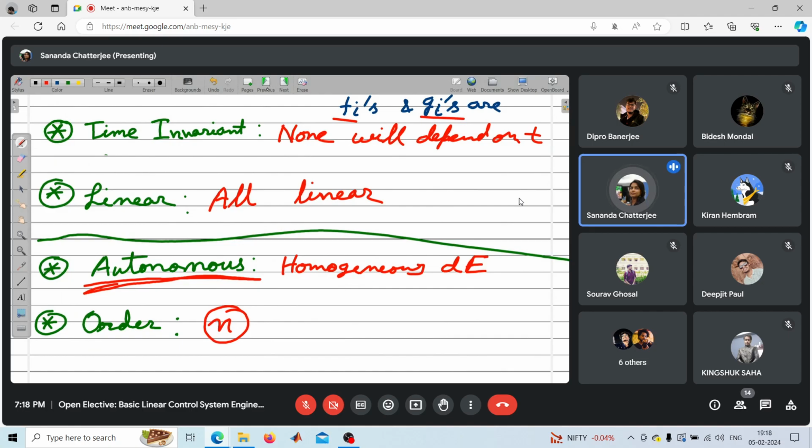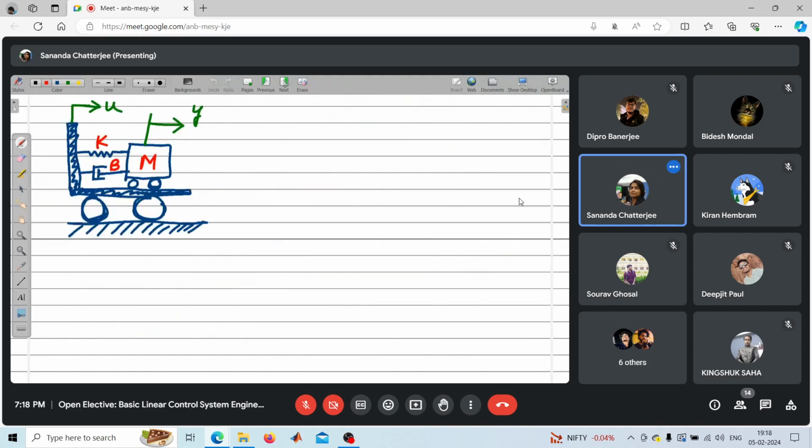So next we will discuss some mechanical systems and their mathematical modeling and their representation using differential equations. Okay, so let us first take an example.